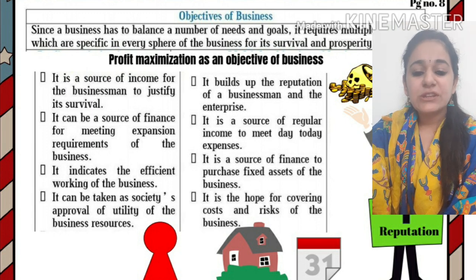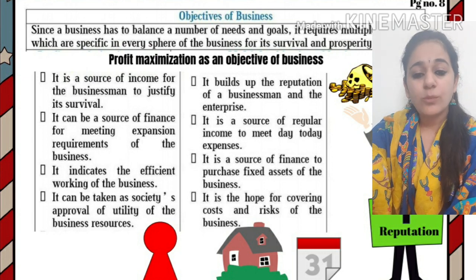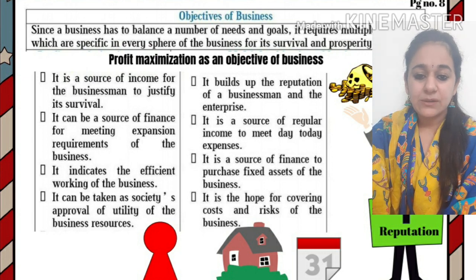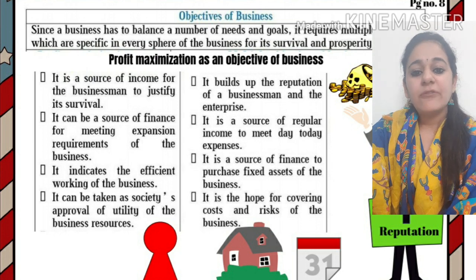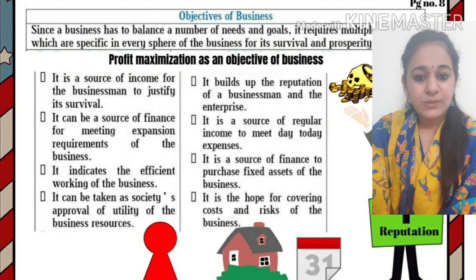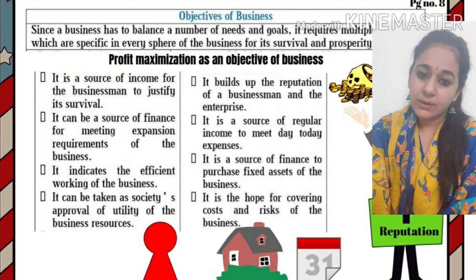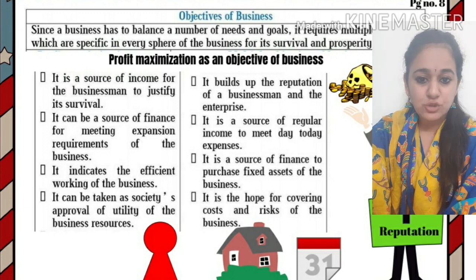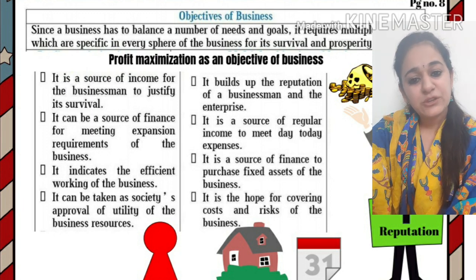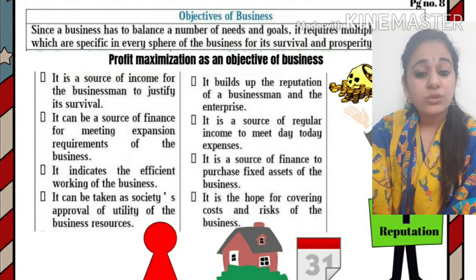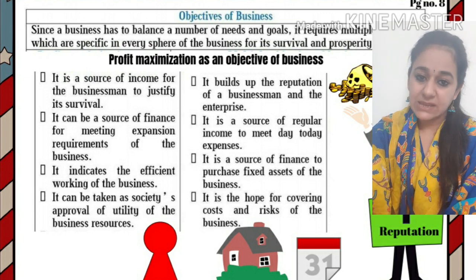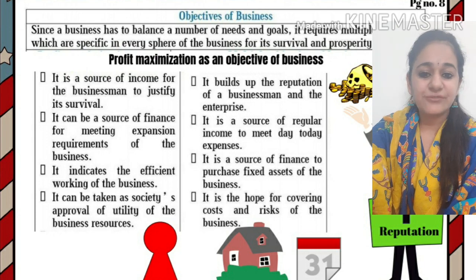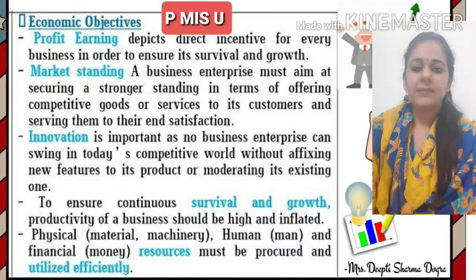So profit, in short, helps in achieving different objectives of business. What are those? For purchasing fixed assets of the business, covering regular or day-to-day expenditure of the business, expansion of the business, growth of the business. Profit helps in survival of the business. It helps in covering risk factor for the business.